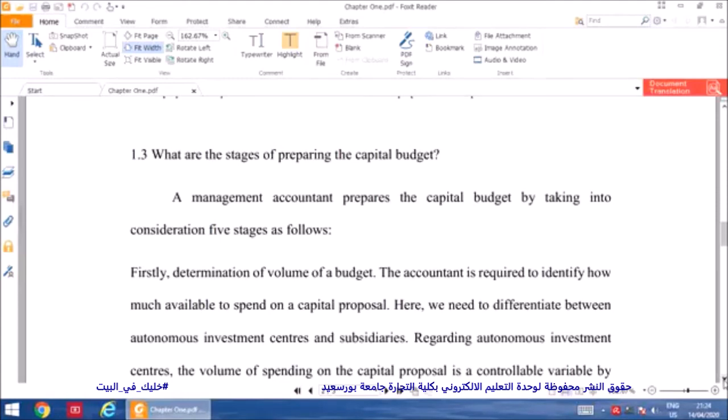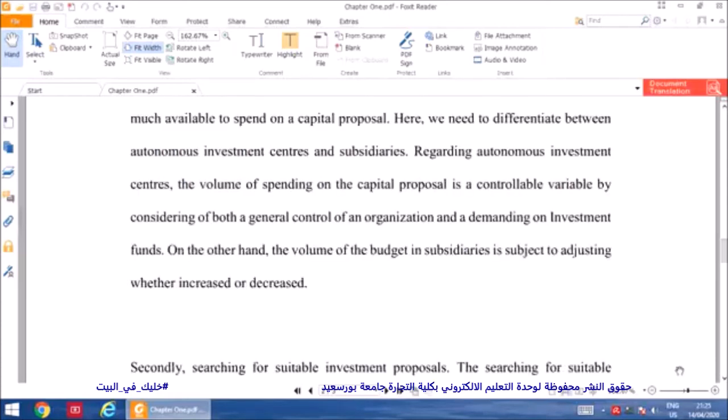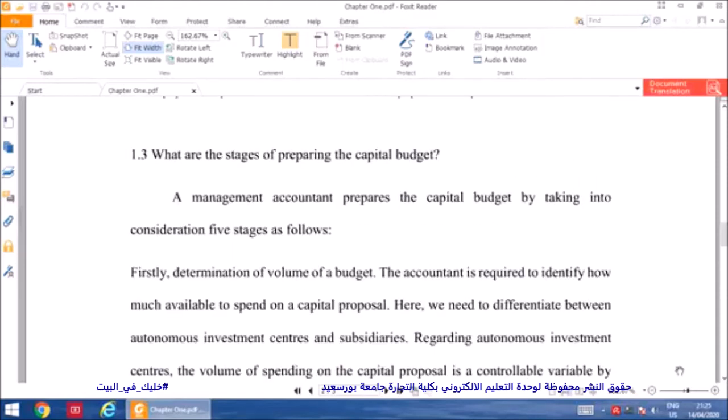What are the stages of preparing the capital budget? A management accountant prepares the capital budget by taking into consideration five stages as follows. Firstly, determination of the volume of the budget.